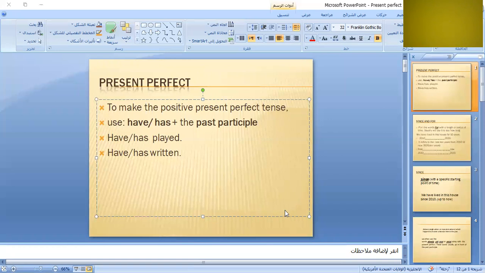Before discussing the present perfect simple tense, I want to remind you of the past simple tense. Do you remember the past simple tense? Now, when do we use the past simple tense? We use the past simple tense to indicate an action that happened and finished in a fixed point of time in the past. Happened and finished in a fixed point of time in the past.